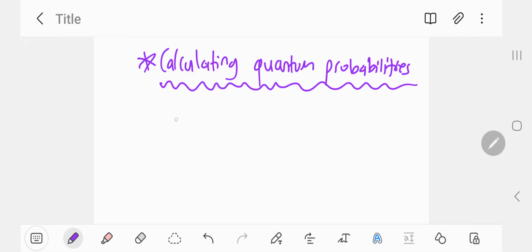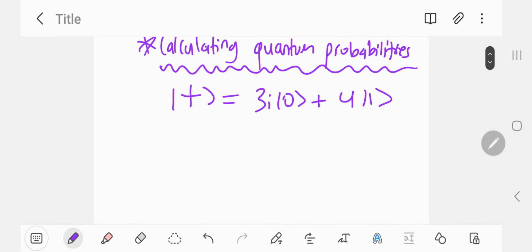Suppose we have a quantum state given by the following: psi is equal to 3i basis state 0 plus 4 basis state 1. This is based in a two-dimensional state space because you have two basis states, 0 and 1. Now, for this to be a legitimate quantum state, we need to ensure that the probabilities for each basis state add to 1.